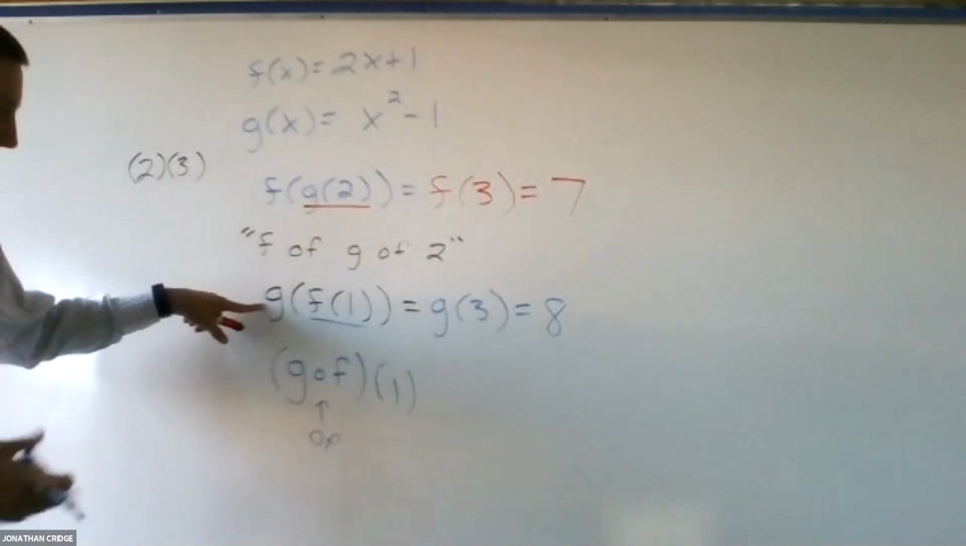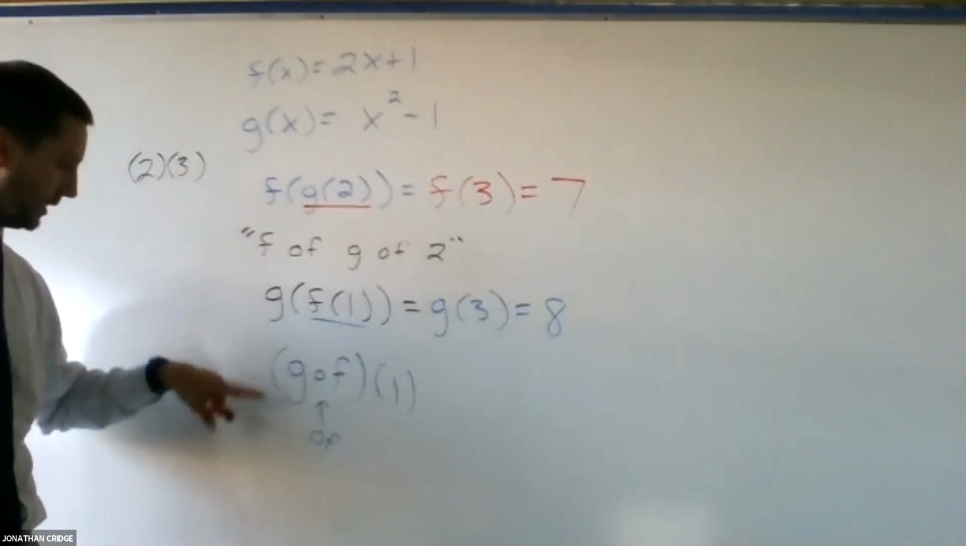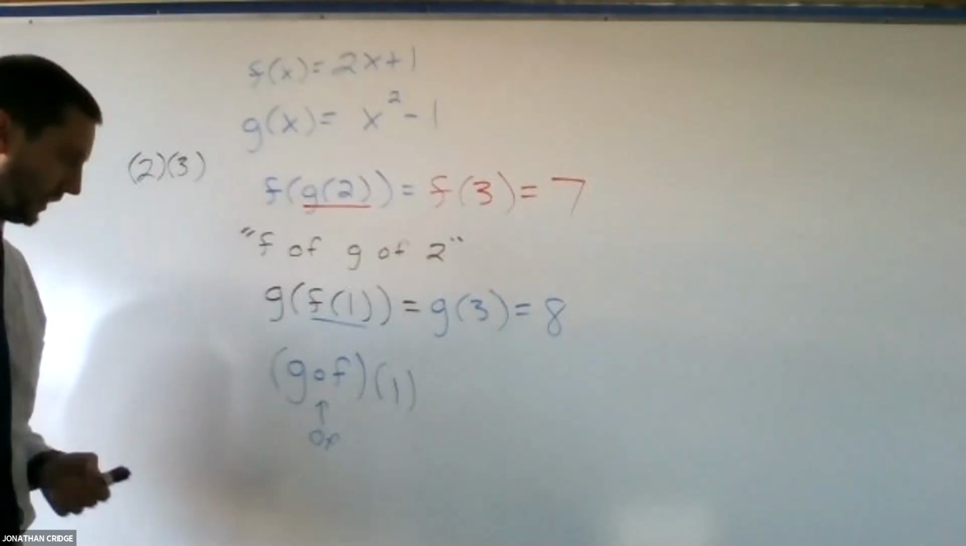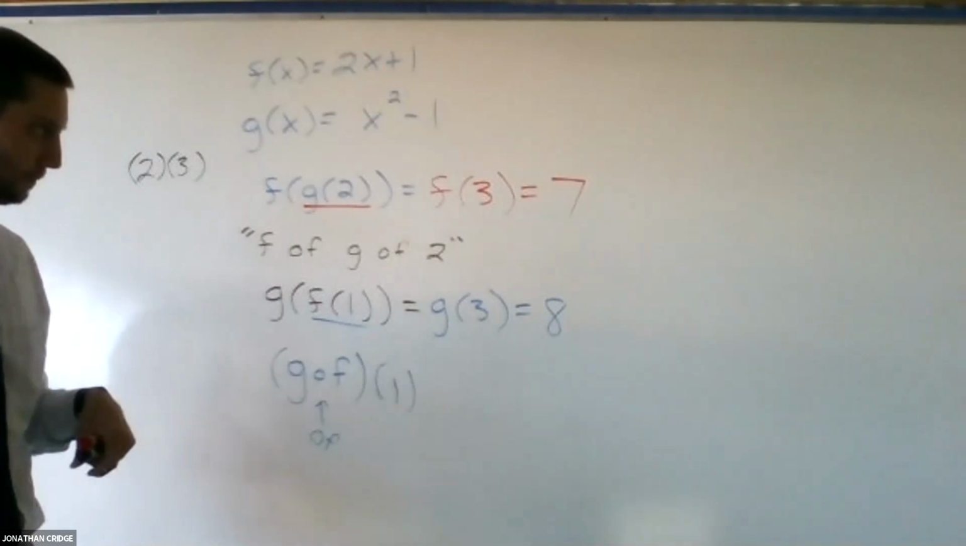I like to write it like this. It makes more visual sense to me, but that open circle looks like it says golf, G-O-F, but it's really just a little open circle there.